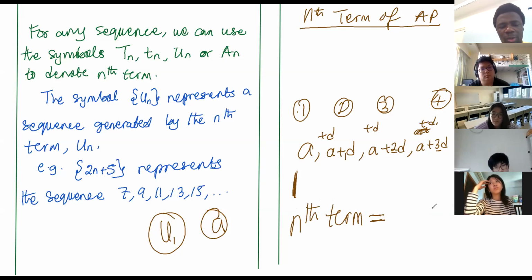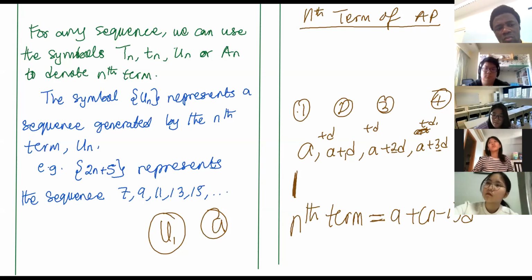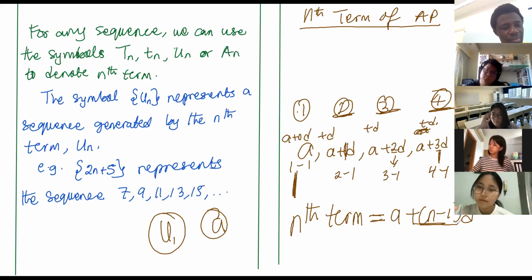Come on, we have a lot of people in the class. I only hear from Justin and Candy. I'm sure others can hear me. A plus n minus 1 times D. When it was the fourth term, you have 3. That's 4 minus 1. For the third term, you have 2. That's 3 minus 1. For the second term, you have 1. That is 2 minus 1. For the first term, you have 0. This is 0D, and that's 1 minus 1. So for the nth term, it will be n minus 1. Does that make sense? Okay.